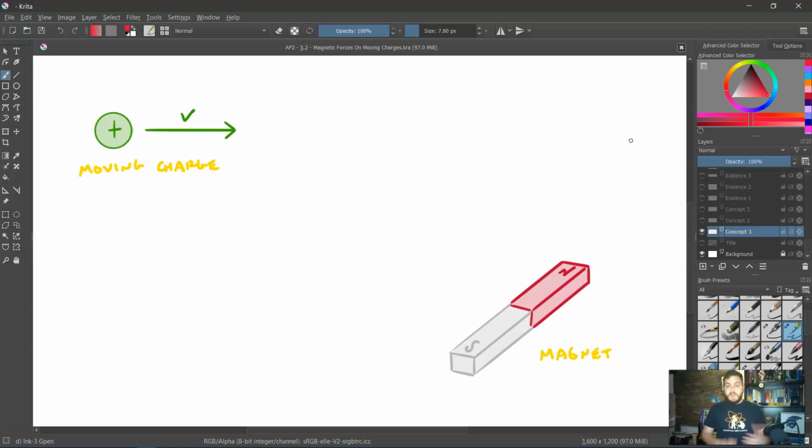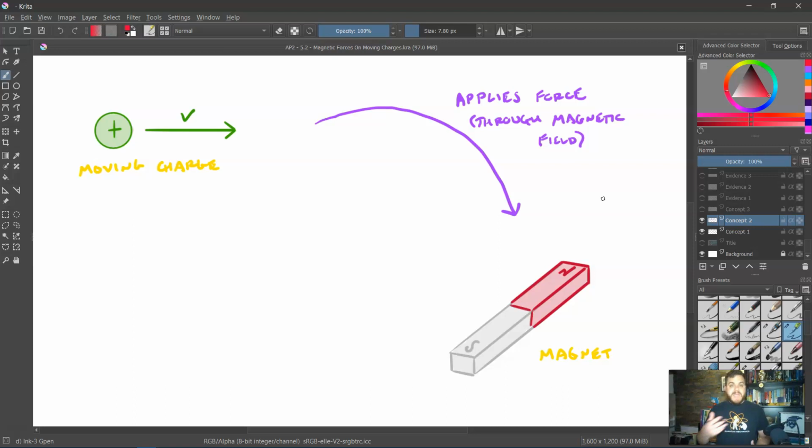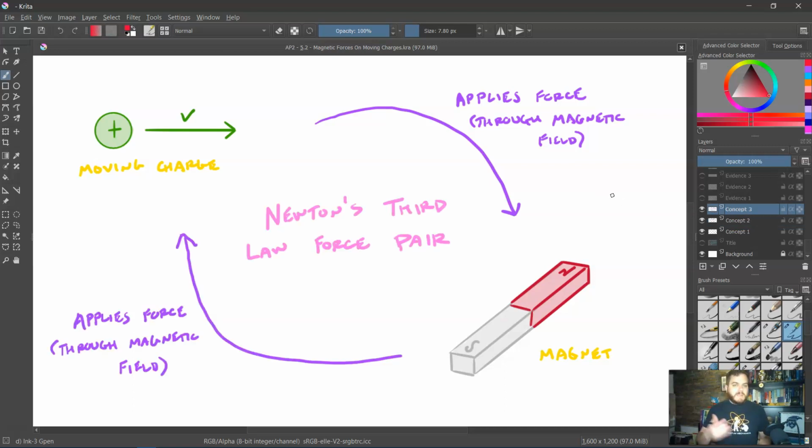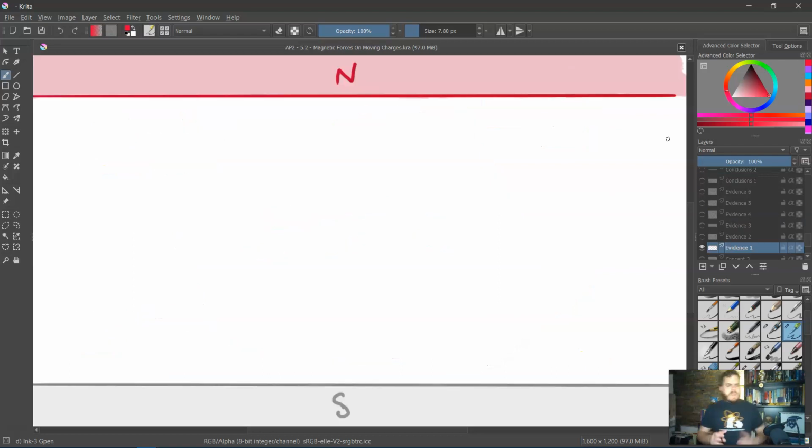One is simply a charge of some sort moving with some velocity v, and the other is just a bar magnet. And we know that when this charge moves, it not only generates an electric field, it generates a magnetic field. And a magnetic field will apply a magnetic force to a magnet. However, that should also go in the reverse direction, because what would be the other half of this Newton's third law force pair? Well, it would be that the magnet should apply a magnetic force through its magnetic field to the moving charge. So let's see how exactly that would work.